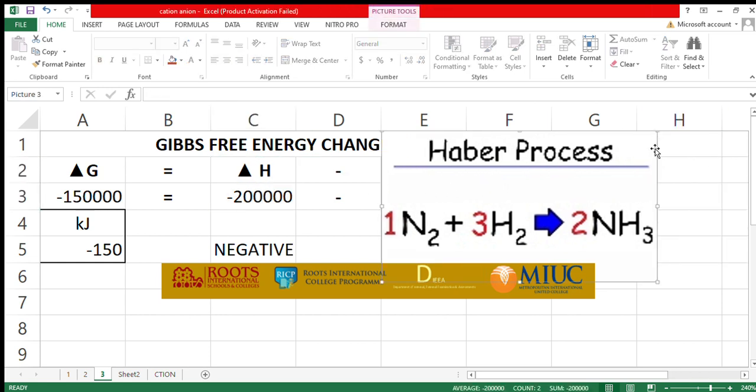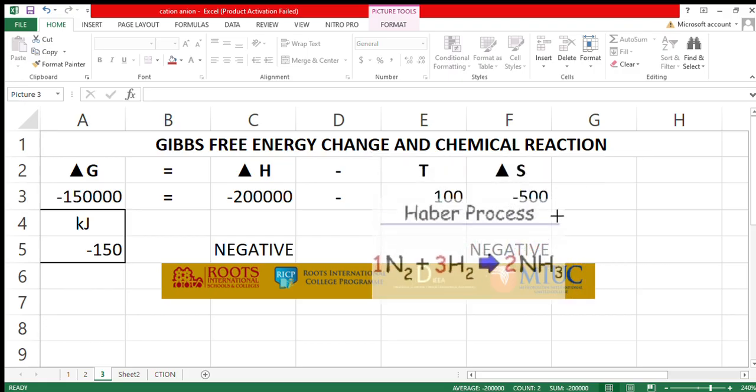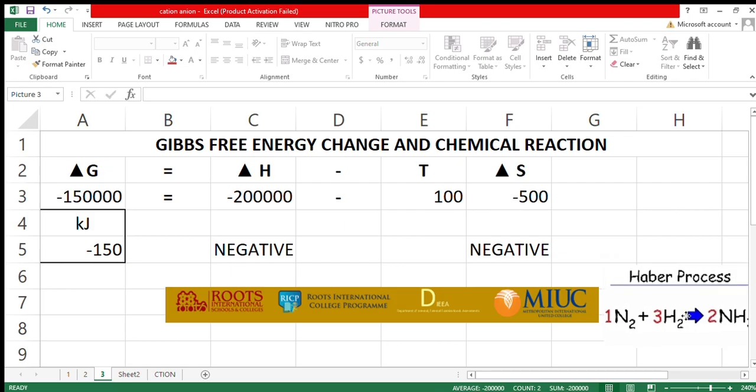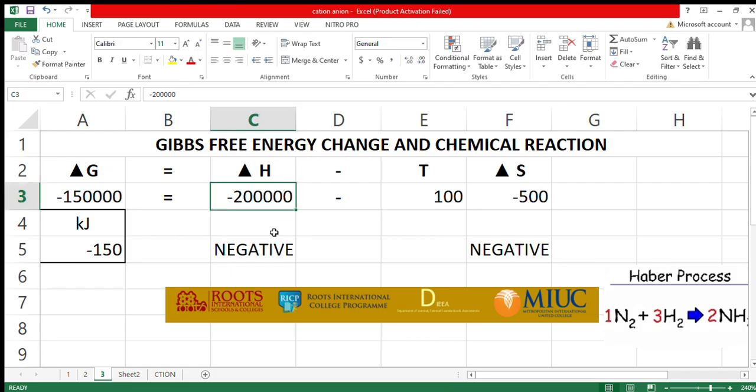So if this is the case, what happens? Let's calculate on our formula. I have taken some typical values, like enthalpy change is minus 200,000 joule and the change in entropy is 500. So if this is the case, we can see the Gibbs free energy is minus 150 kilojoule, or minus 150,000 joule.